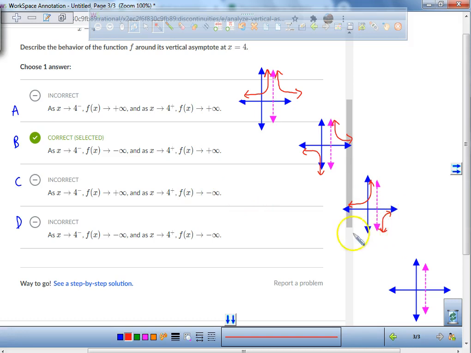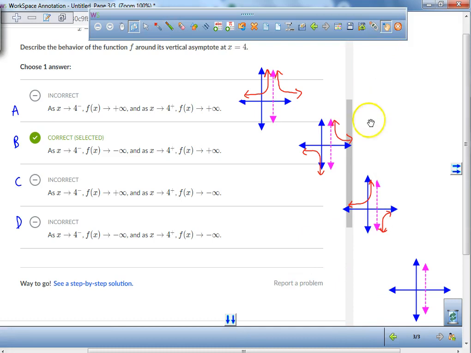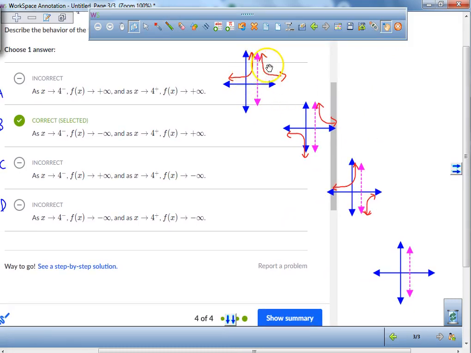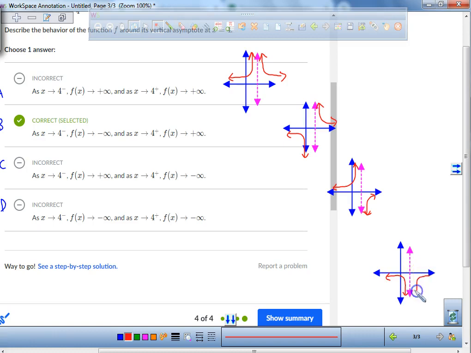And then you can probably figure out what the last one is going to do. If both of these were opening up, what's going to happen here? They're going to both open down. So you're going to have a graph where the arrows are both going down.